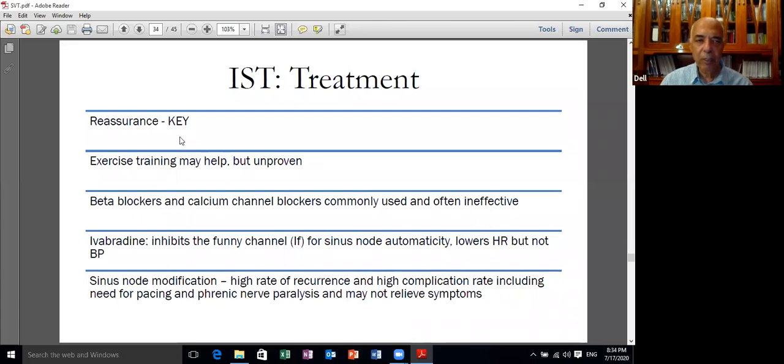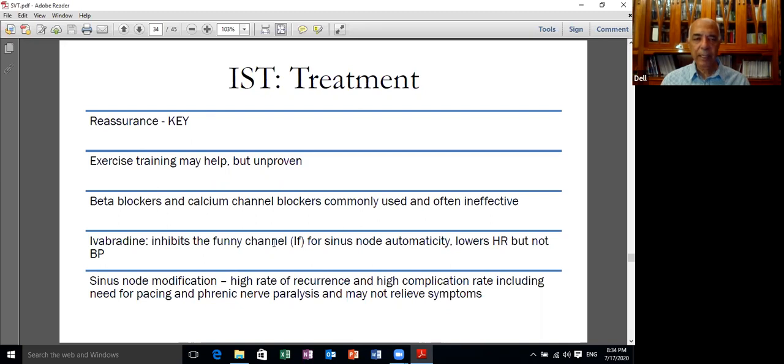Reassurance is an important point. You need several visits with the cardiologist in order to build a good rapport with the patient. You reassure the patient that this is not going to produce cardiomyopathy, it's not a risky condition, and the treatment is actually very difficult. Exercise training may help, but usually this is unproven. You can use beta blockers or calcium antagonists, but most of the time they are not effective.